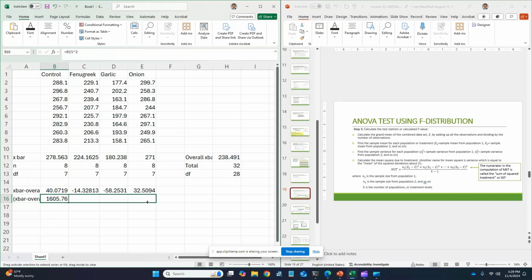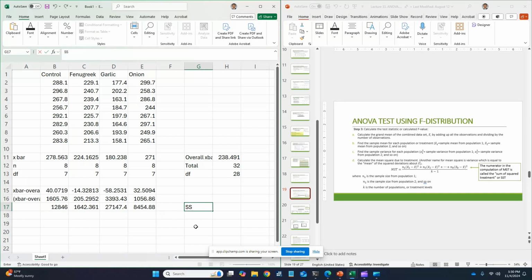Then we drag this to the last end, and then we take n1 times x bar 1 minus x bar to the power 2. So we have to multiply n1 with this number. This is n1, this is n2, this is n3. So multiply this times this. Then we get 4 numbers. And now we have to add all these numbers to get the sum square total, or SST.